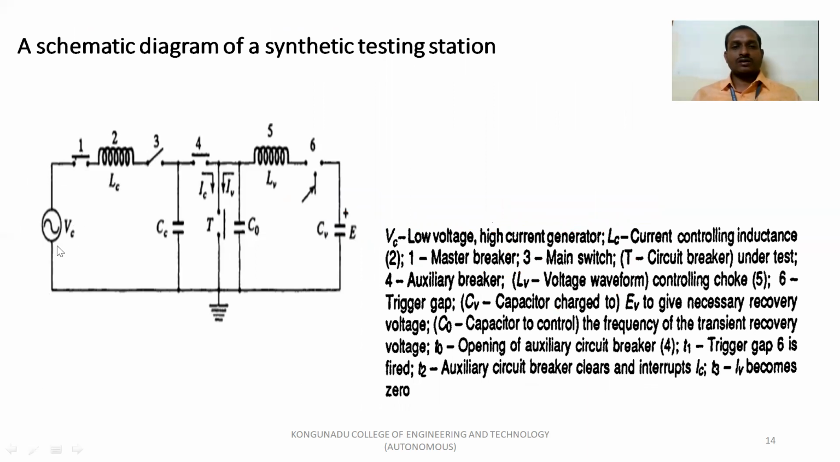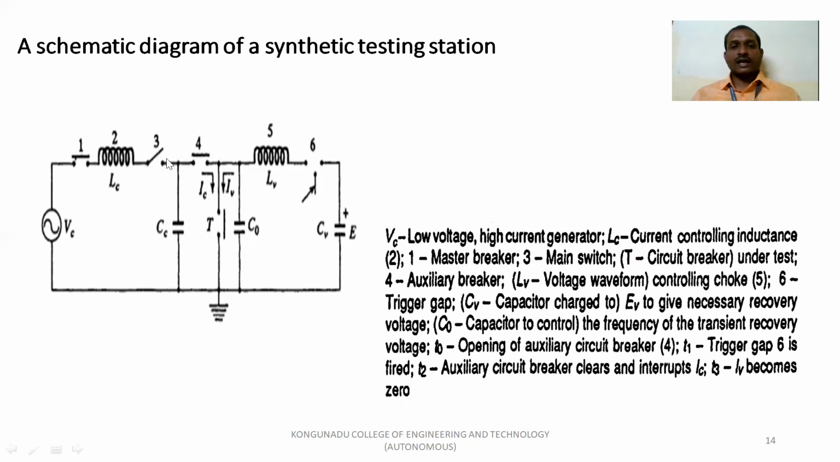VC is called the low voltage high current generator. LC is the current controlling inductance. Switch 1 is called the master breaker. 3 is called the main switch. T is the circuit breaker under test.